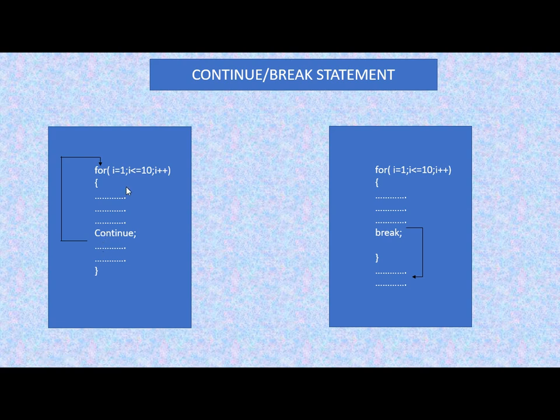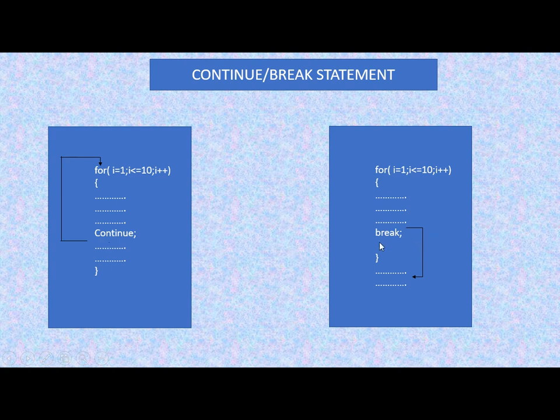This is going to continue until the test condition is no longer satisfied. Over here the test condition is that the value of I should be less than or equal to 10. So as long as the value of I is less than or equal to 10, all these statements will keep executing, and after that these statements will be executed. So this is our continue statement.